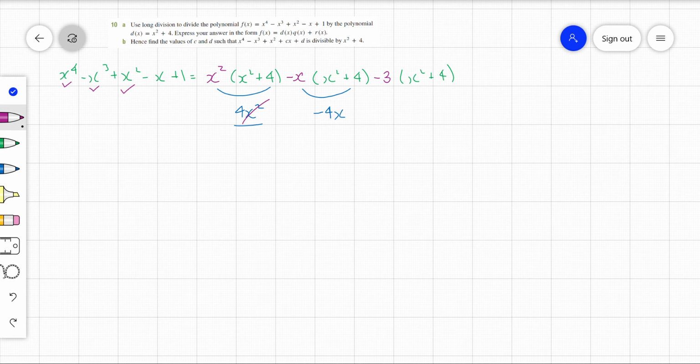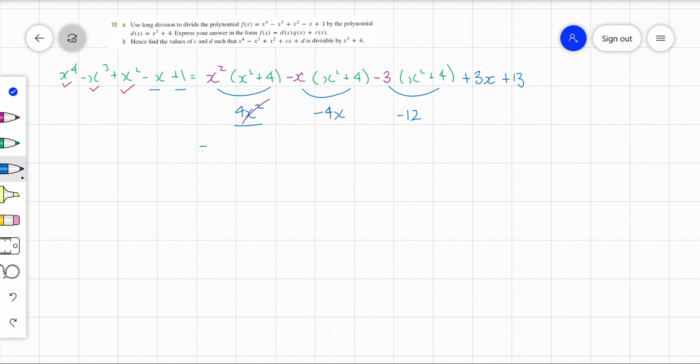So now I'm up to my x's. Now, what else does that give me though? Of course that gives me a minus 12. Remember I'm dividing by x squared plus 4, so therefore my remainder at most is linear, which it is, because I can't put anything in front there that will give me the balance of the x's. So I know that at the moment I've got minus 4x, but I want a minus x, so I'm going to have to add 3 x's back on. And at the moment I've got a minus 12 and I want a plus 1, so I'm going to have to add 13 on. So that's going to be my remainder.